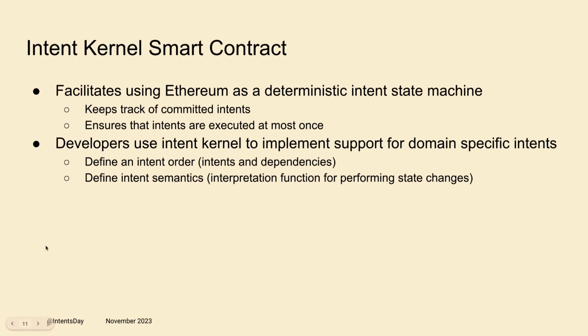The intent kernel is very generic. It's used for implementing, we can say, domain-specific intents. So you can take the intent kernel and implement your own intents using it. The way you would do this is, first of all, you would define what intents you want the kernel to support. Afterwards you would define the intent ordering to enforce the ordering of the intents' execution. And then you would also define the semantics of the intents. What are the state transitions that are actually being performed when an intent is performed?